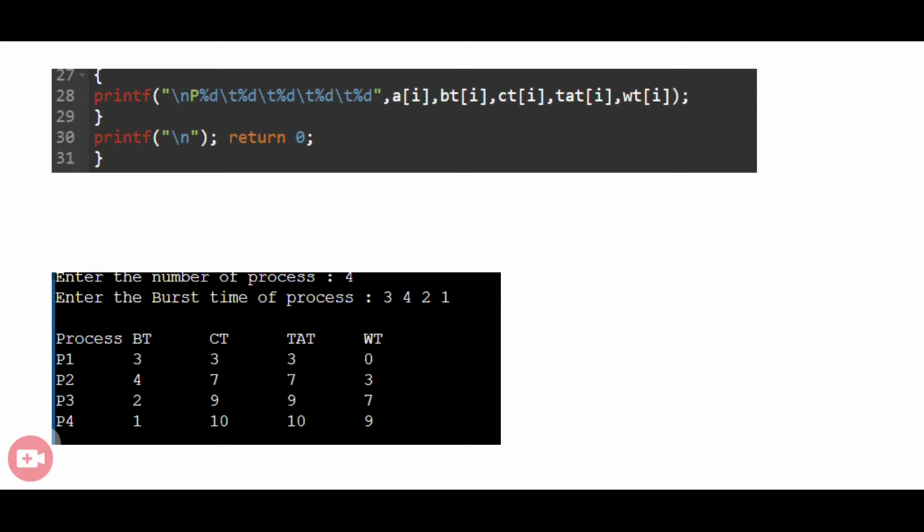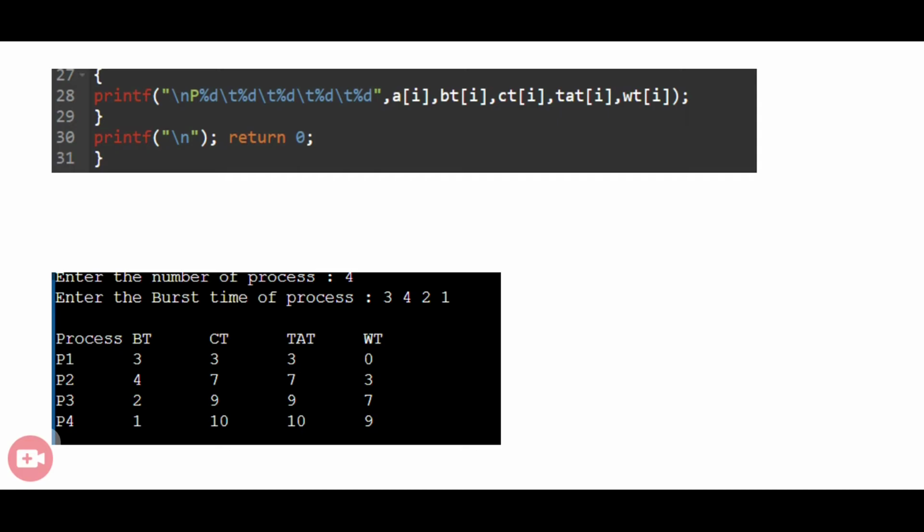So the burst time of P1 is 3 and the burst time of P2 is 4. P3 has to wait for the total time required to complete P1 and P2. That is 7. Okay. So when we look at P4, what is the waiting time of P4? P4 has to wait to complete P1, P2 and P3. That is 3, 4 and 2, which will be equal to 9.